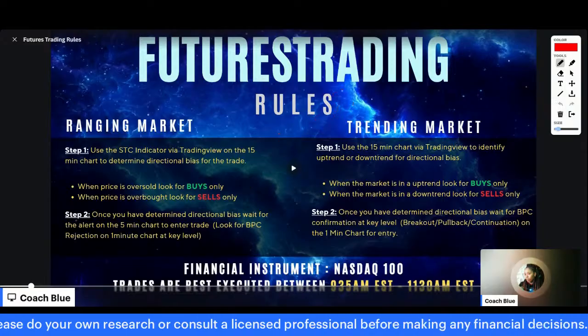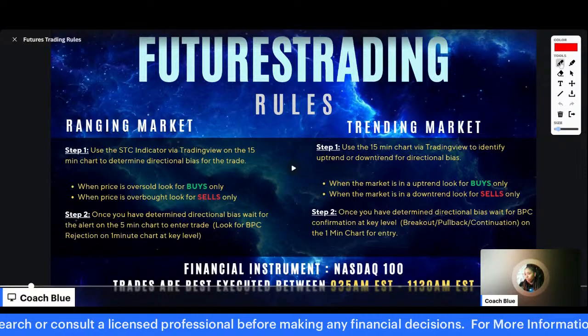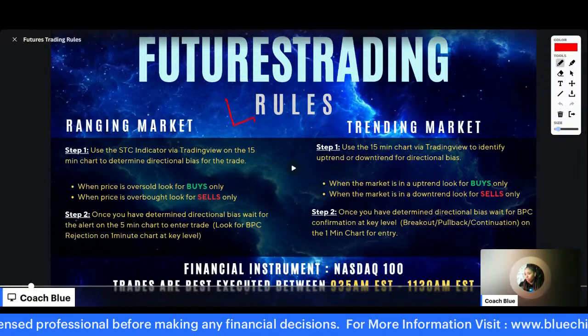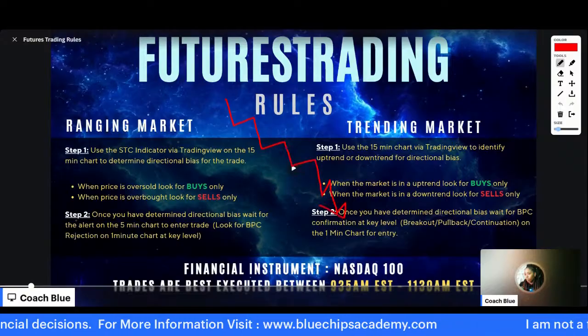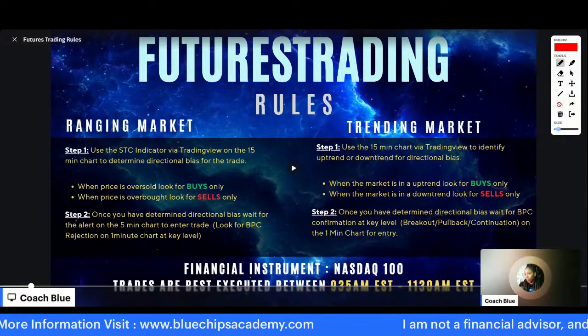And then you have downtrends. With the downtrend, you can clearly see the market is trying to move down. So you have lower lows and lower highs. All right, so that's a downtrend.